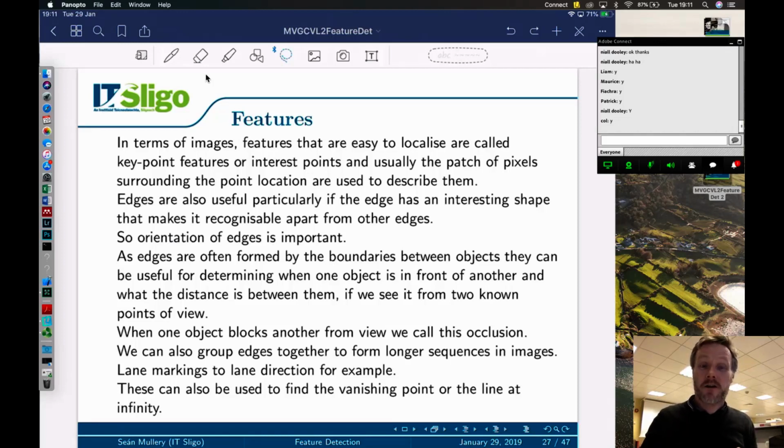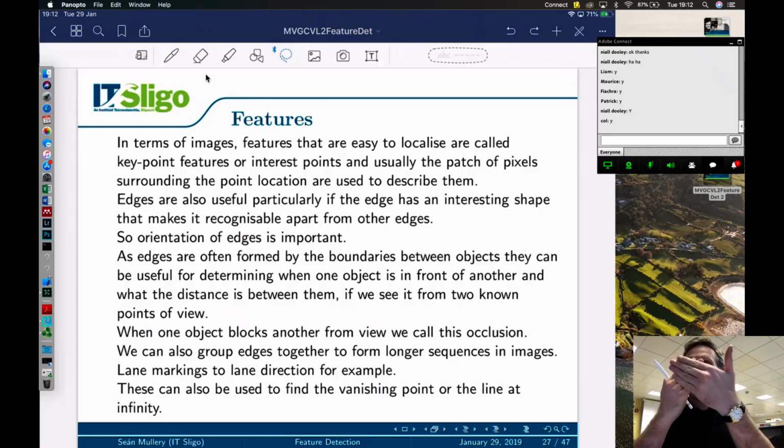Edges are useful, particularly if the edge has an interesting shape that makes it recognizable apart from other edges. So the orientation of edges is important, for example, what direction it's going in. Edges are often formed by the boundaries between objects, so they can be useful for determining one object. Let's say an object is in front of another. If we take my hands here, you can tell whether my left hand is in front of my right hand, because we can see that there's a boundary there.